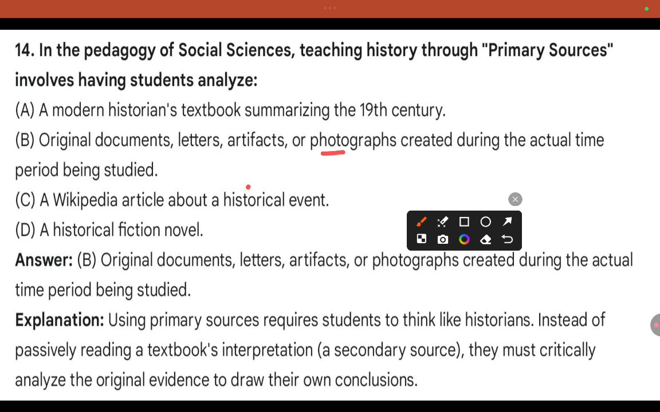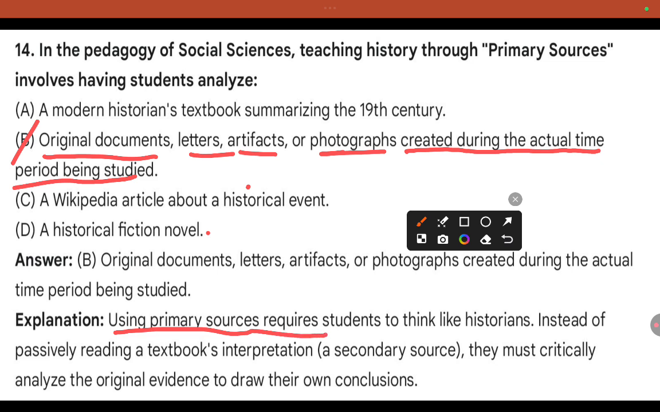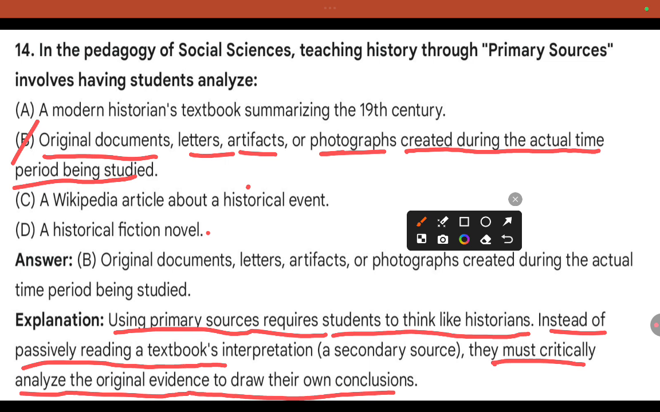historical fiction novel. So here the answer is original documents, letters, artifacts, or photographs created during the actual time period being studied. Using primary sources requires students to think like historians instead of accepting a textbook's interpretation. They must critically analyze the original evidence to draw their own conclusions.